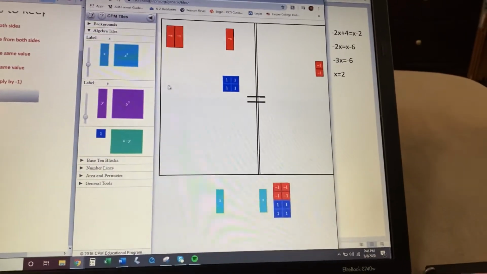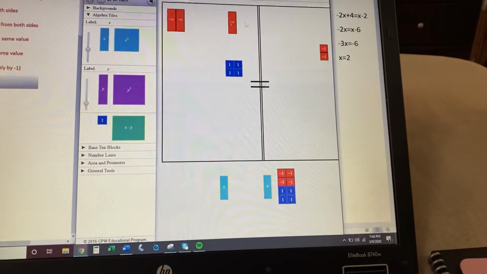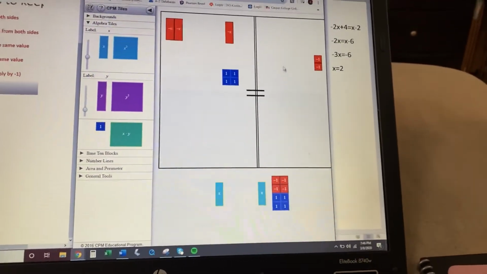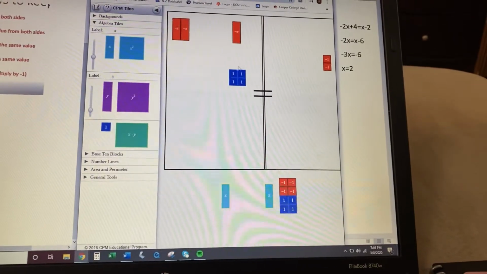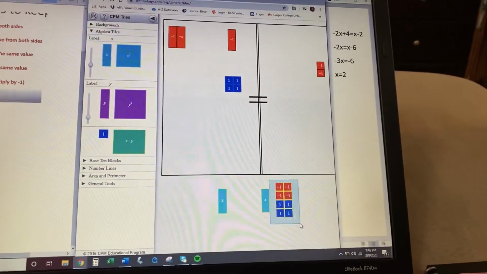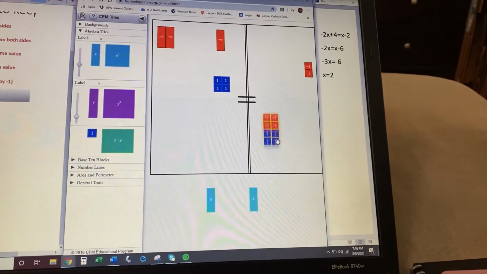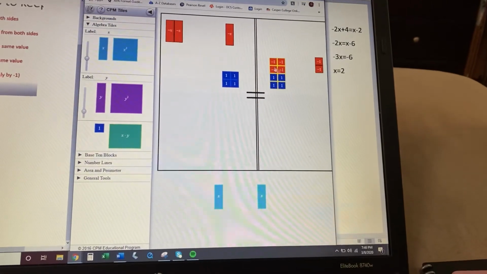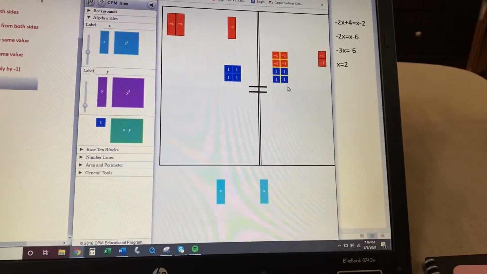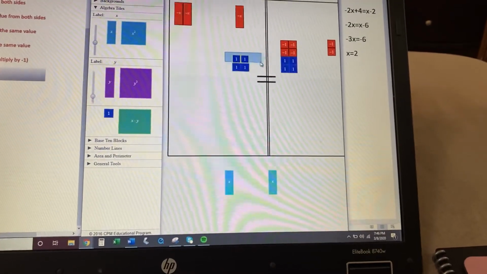So now I want to do the same thing with the ones, but I want to get them to the opposite side, because we want our x on one side and our number on the other side. So I've got 4 positives here, but I don't have any positives here, so I can't remove these. So once again, we're going to do the 0 pair. I add 4 sets of 0 pairs. That way I can remove 4 positives.